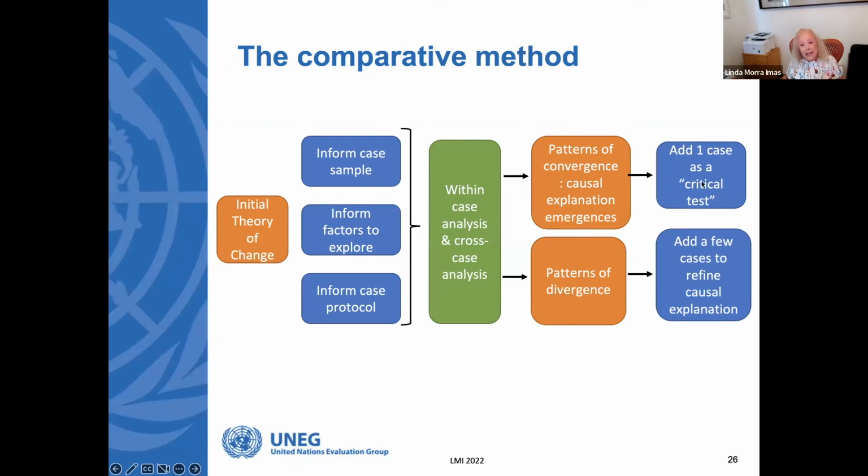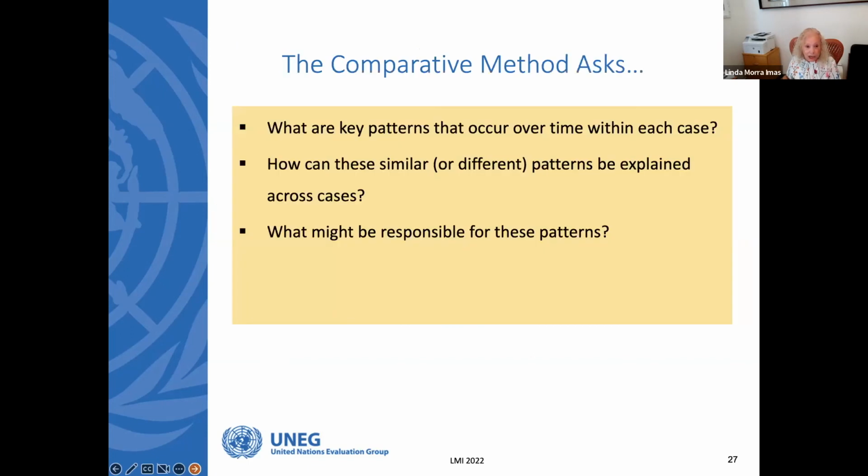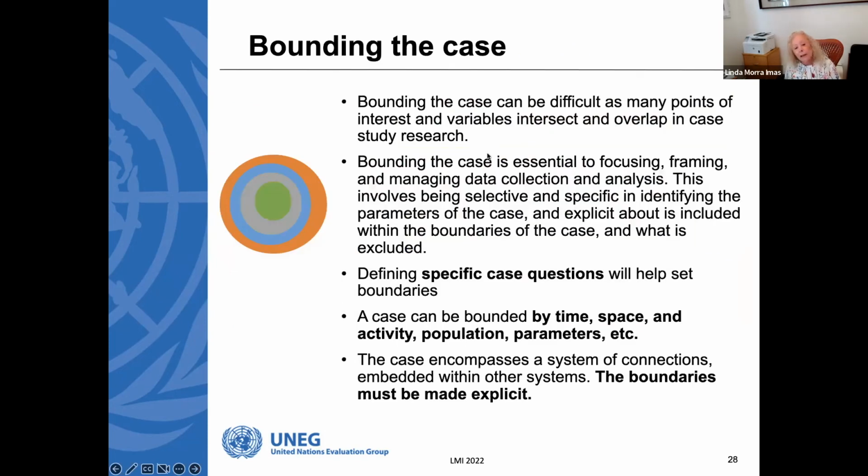If you have patterns of convergence, you're pretty clear. They say, why don't you add a case as a critical test of that causal explanation? If you have a lot of differences, add a few cases to refine your causal explanation. But again, you're cycling back in case study or case-based approaches, and you may have to revise that initial theory of change. If you're doing a comparison, what are the key patterns that occur over time? How can you explain similar or different patterns? And what might be responsible for those patterns?